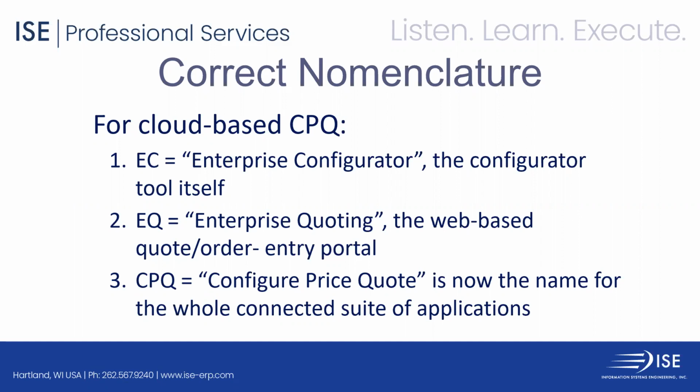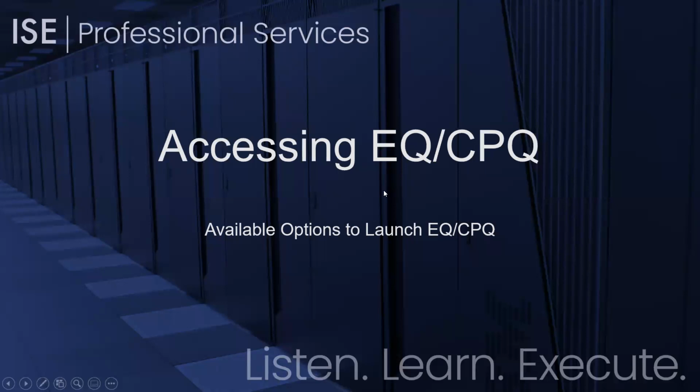With the on-premise, CPQ tends to just be the configurator itself, but with the cloud, it's now the name for the entire suite because there is the P and the Q, not just the C, your pricing and quoting as well as configuring. So I'm going to try to use this correct nomenclature, and I'm going to make myself stick to it. Okay, now how did I even access enterprise quoting or the cloud CPQ in the first place?